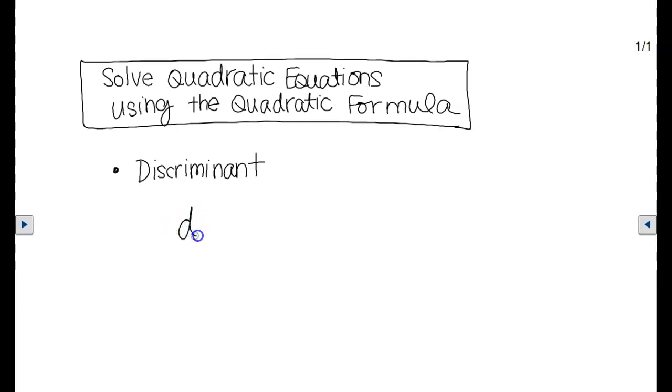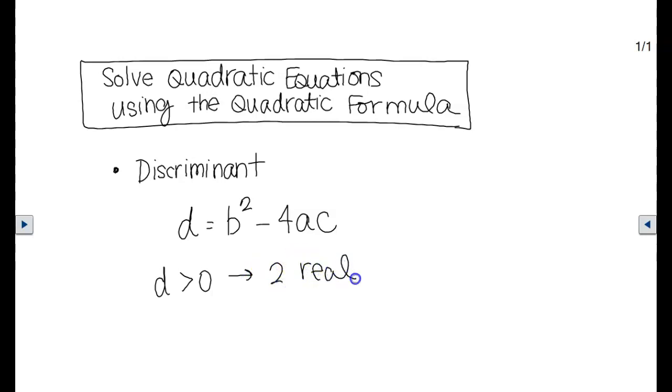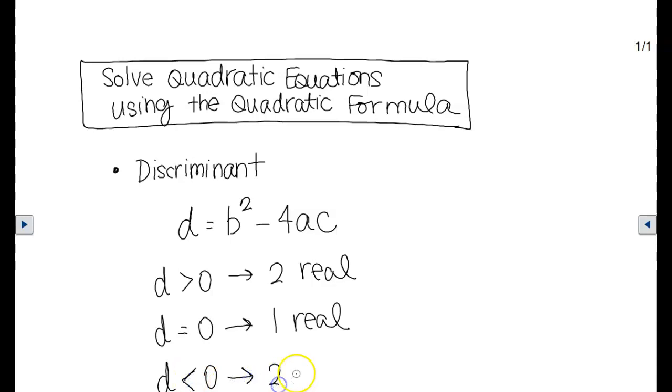The discriminant formula is b squared minus 4ac. And what we learned is if the discriminant is greater than 0, then we get 2 real solutions. If the discriminant is equal to 0, we get 1 real solution. And if the discriminant is less than 0, then we get 2 imaginary solutions.